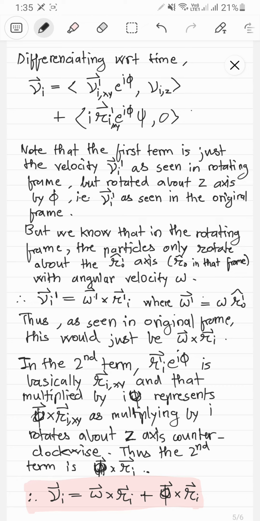So now we have proved this for the general case as well, that we can write the velocity vector of each particle as omega vector cross ri vector plus psi vector cross ri vector, where your omega vector is actually rotating with the psi vector. So it's like superposition. Hope that makes sense. Fine, so that's it. I will see you guys in the next video.